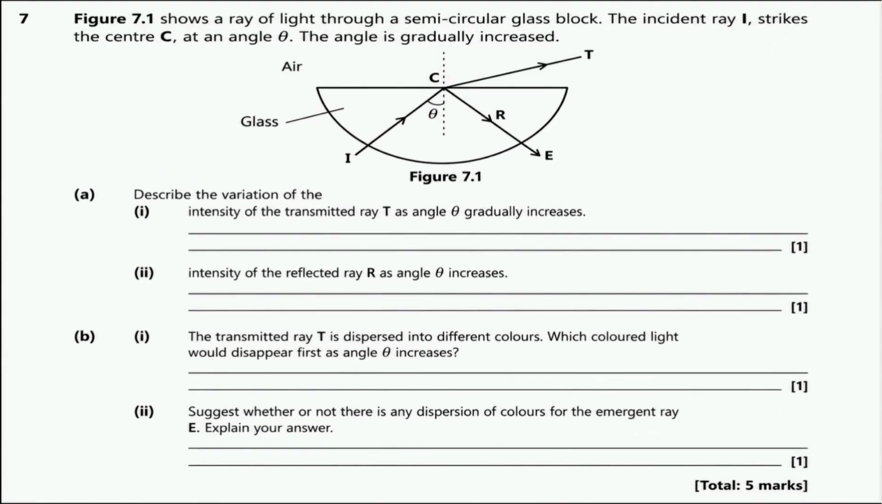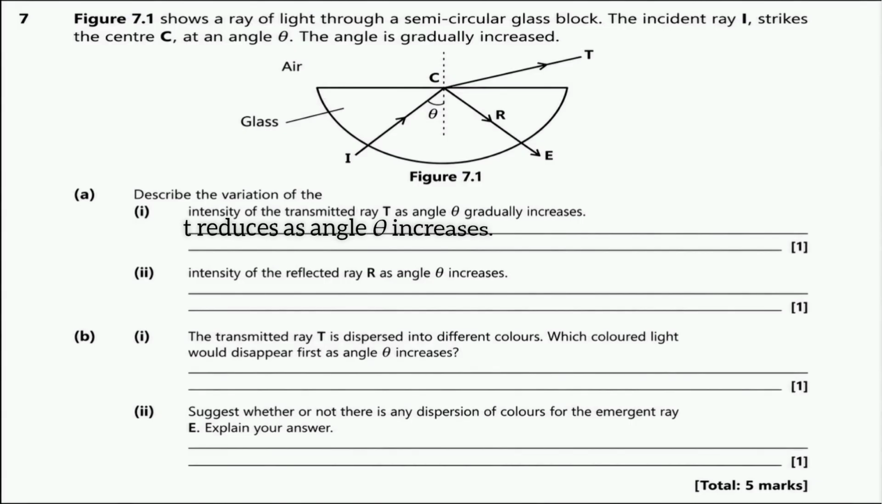Alright, now let's start our exam practice. The question reads, Figure 7.1 shows a ray of light through a semicircular glass block. The incident ray, I, strikes the center C at an angle theta. The angle is gradually increased. Question 7A1 reads, describe the variation of the intensity of the transmitted ray T as angle theta gradually increases.